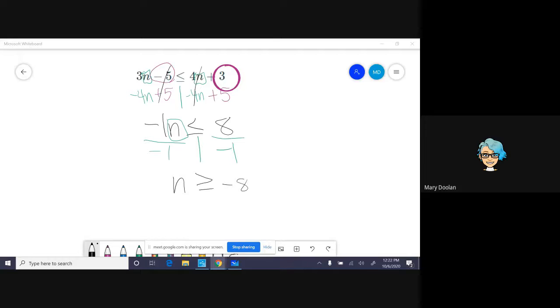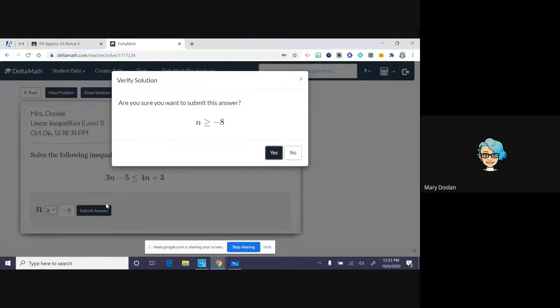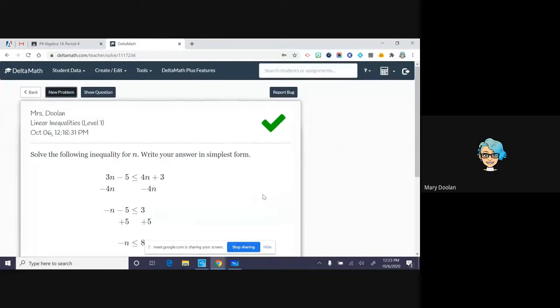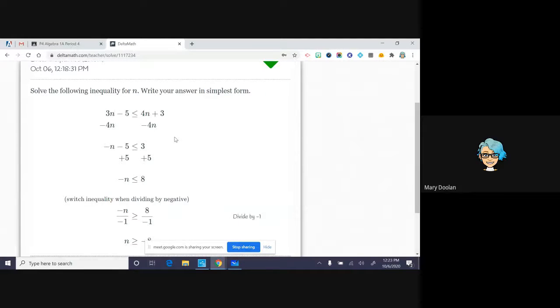So that's what I'm going to have to go back to Delta Math and type in. Let me find where that is. n is greater than or equal to negative 8. Let me minimize that. Oh, here we go. So back here, for n you have a drop down. We said greater than or equal to negative 8. And then I can submit it. It's going to ask me if I'm sure. If I get a green check, it means I did it correctly. If I get a red X, it means I did it incorrectly. But either way, it's going to show me all the steps.